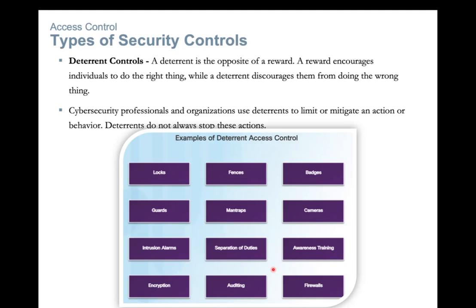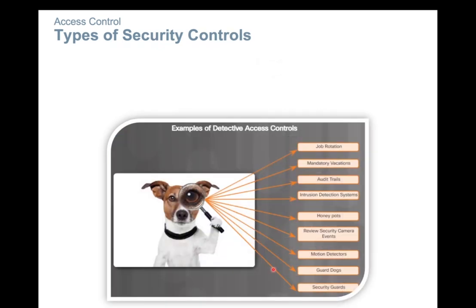Another type of security control is detective control. Detection is the act or process of noticing or discovering something. Access control detection identifies different types of unauthorized activities. Detection systems can be very simple, such as motion detection or a security guard. They can also be more complex, such as an intrusion detection system.